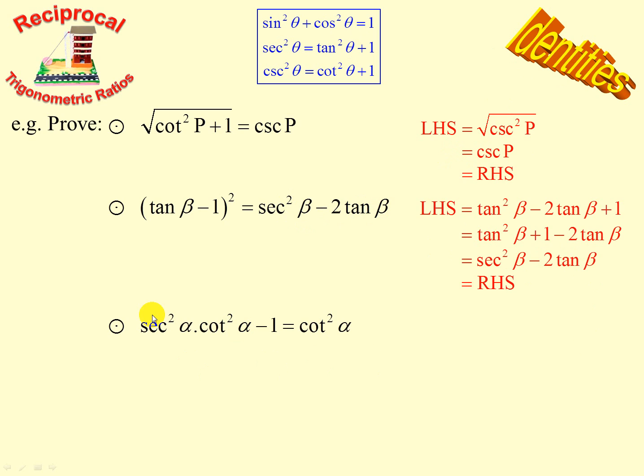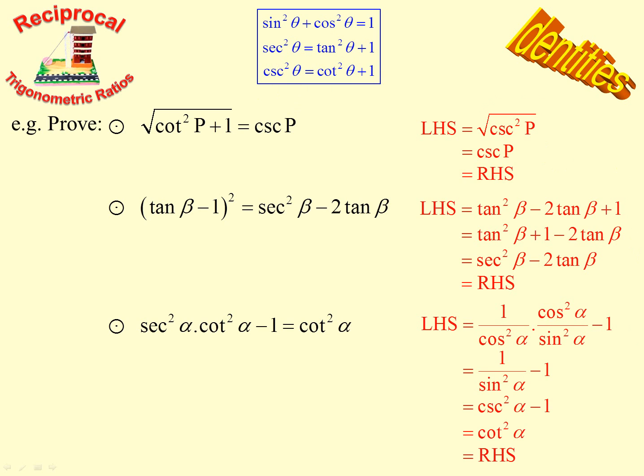If we look at this third one, we're going to take the left-hand side, and change to sine and cos. Sec is the reciprocal of cos, therefore 1 over cos squared, and cot is cos over sine, the reciprocal of sine over cos. Therefore cos squared over sine squared. Now that becomes 1 over sine squared minus 1. 1 over sine squared is cosec squared. If we subtract 1, we get cot squared. And that's the right-hand side.